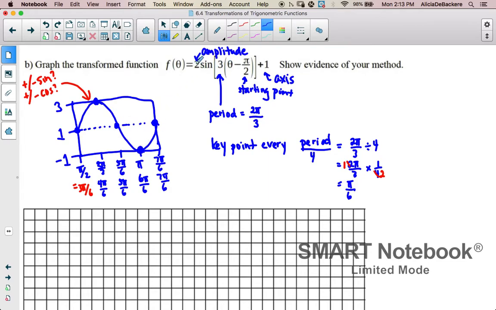If I saw a negative 2 in front here, I would have to do the reverse, or the vertical reflection of this. So now I've got the first cycle of my graph. I've got the scale all figured out. I just have to add it to my graph.